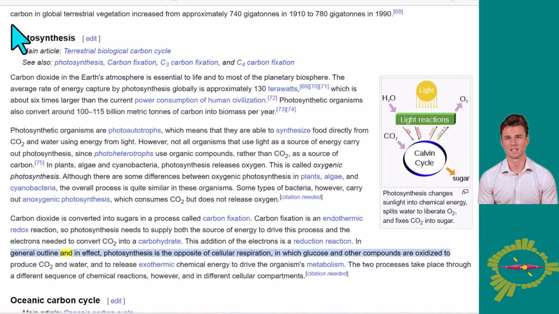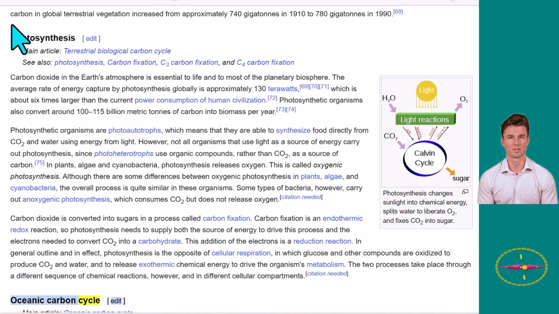In general outline and in effect, photosynthesis is the opposite of cellular respiration, in which glucose and other compounds are oxidized to produce CO2 and water, and to release exothermic chemical energy to drive the organism's metabolism. The two processes take place through a different sequence of chemical reactions, however, and in different cellular compartments.